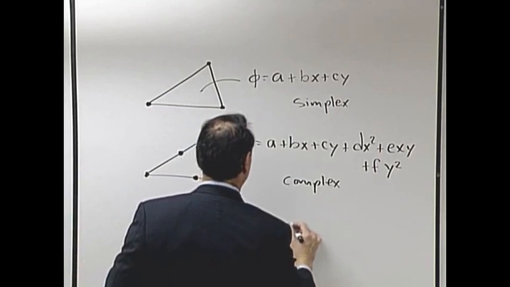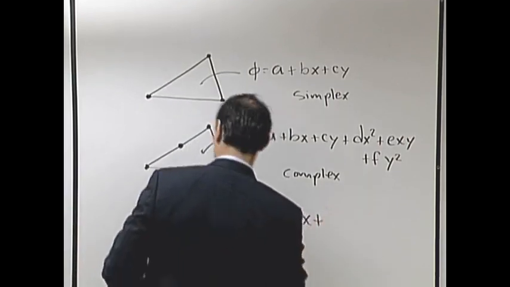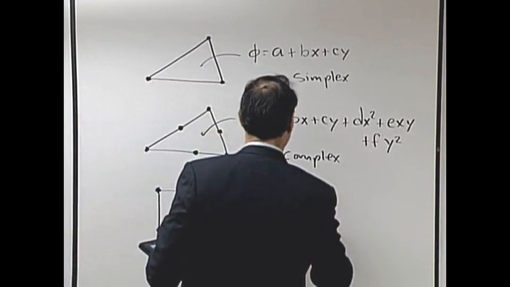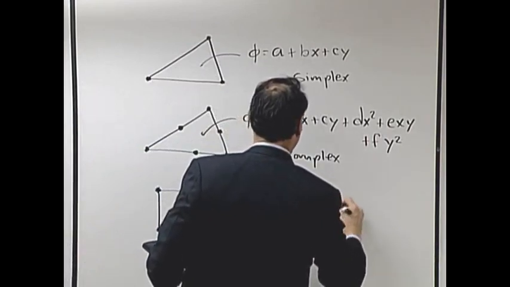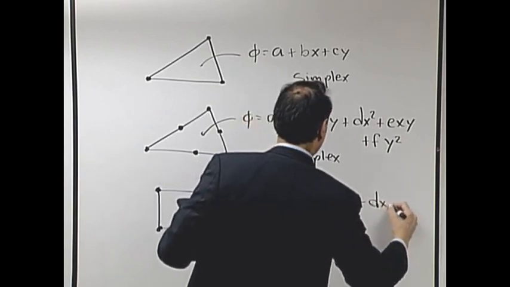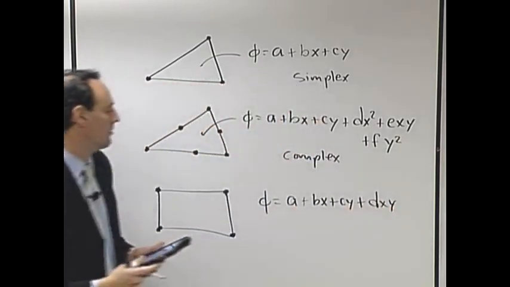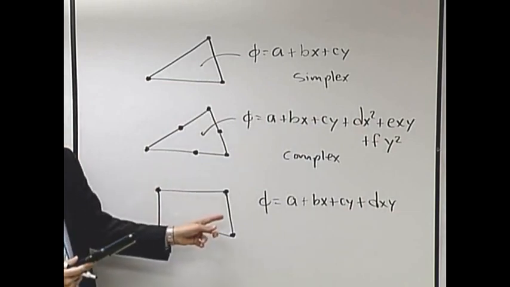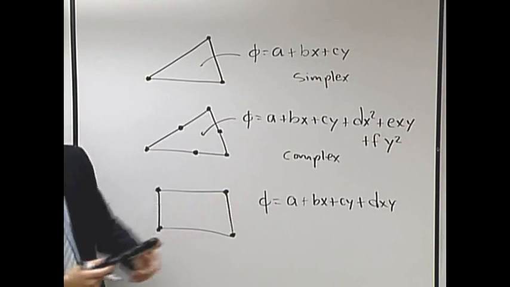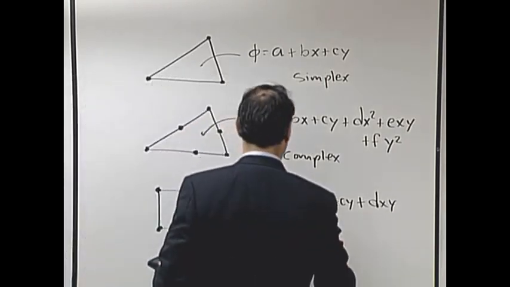Multiplex would give you something like this. A plus bx plus cy plus, you get one mixing term. You have 4 points, 4 things you got to satisfy. You pick A, B, C, and D to satisfy them. So this is a multiplex element.